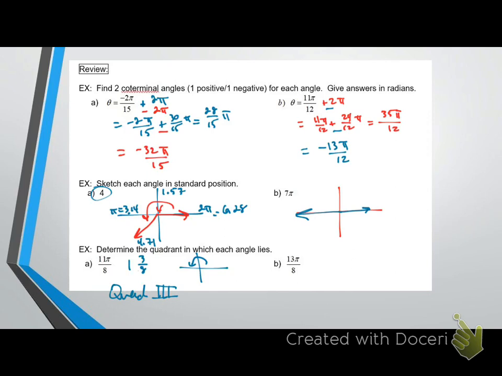Okay. 13/8 is 1 5/8 as a mixed number. So it's kind of the same thing where we're going to go around a pi, and then 5/8 is more than a half. So I want to go past this half. And so we're going to end up in quadrant 4.